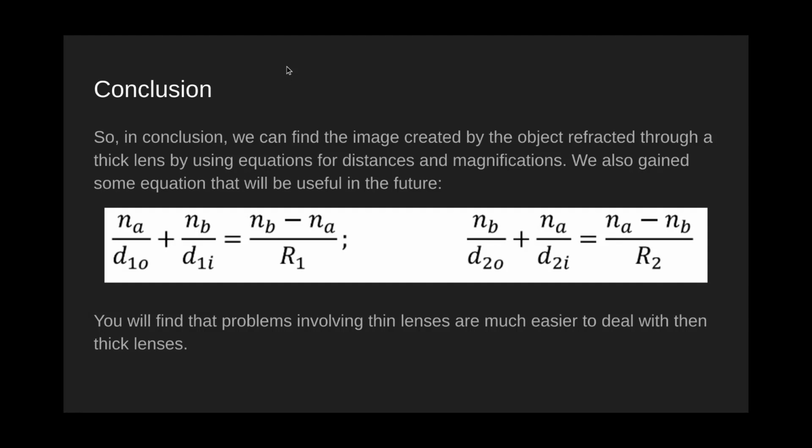So in conclusion, we can see that the image created from the object refracted through the thick lens is found by the equations for distances and magnification, and we can also get these two equations here. One important thing is I would suggest watching the next video in our playlist about thin lenses, because this takes these two equations and puts them in a much nicer form.